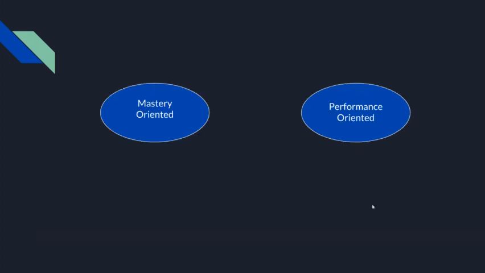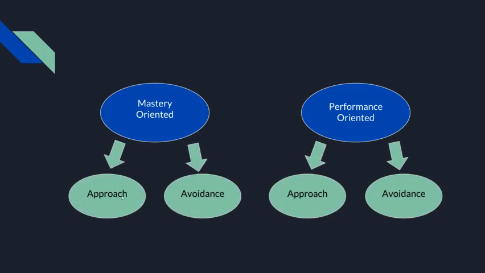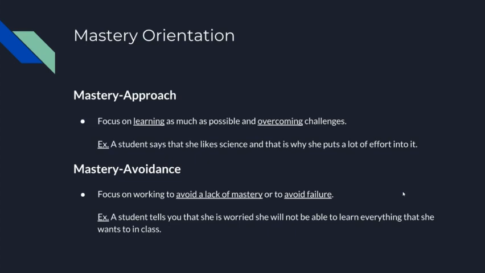So let's look at performance oriented and mastery oriented subsets. These subsets are the mastery approach, mastery avoidance, performance approach, and performance avoidance. For mastery approach, this is the focus on learning as much as possible and overcoming challenges. For example, a student says that she likes science and that is why she puts a lot of effort into it. And for mastery avoidance, the focus is on working to avoid a lack of mastery or to avoid failure.